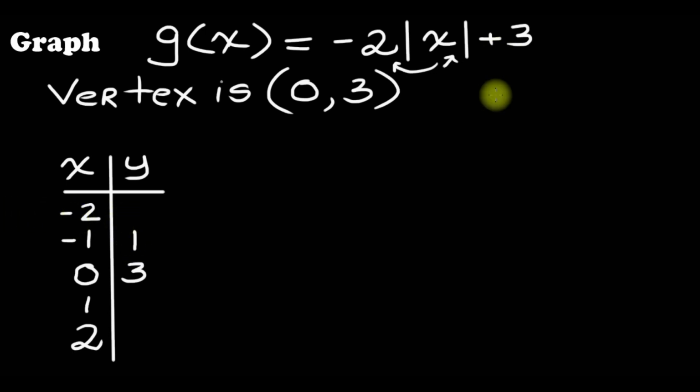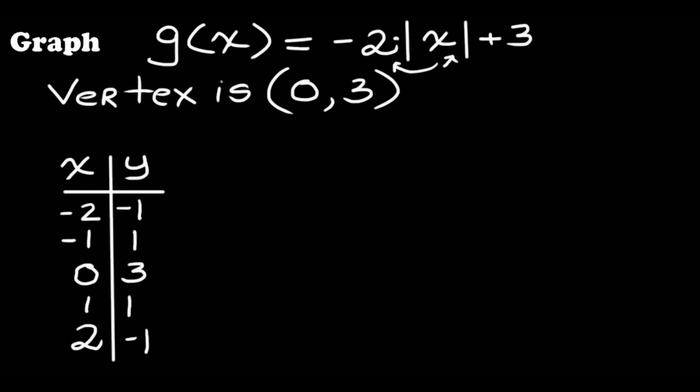Then we're going to plug in -2 for x. The absolute value of -2 is 2, 2 times -2 is -4, and then -4 plus 3 is -1. Then plug in 1, and you get 1. Then plug in 2, and you get -1. So we have those. We're going to plot those points and then come up with the graph of this.